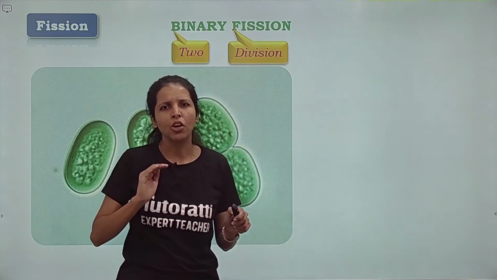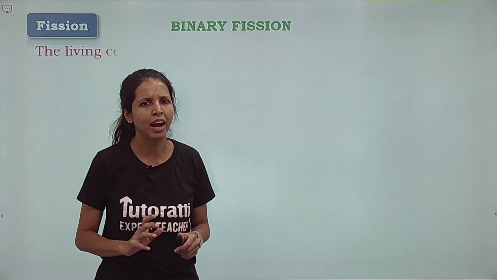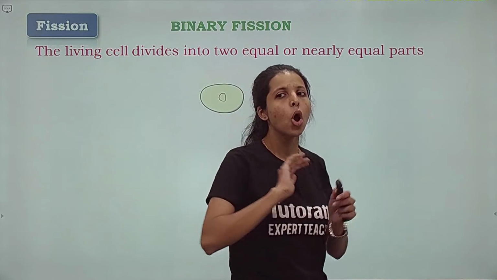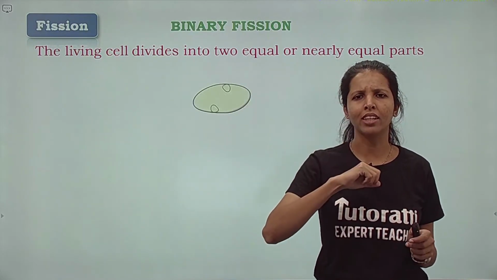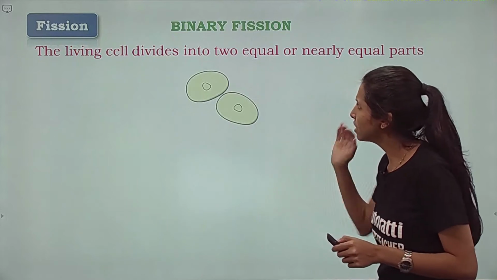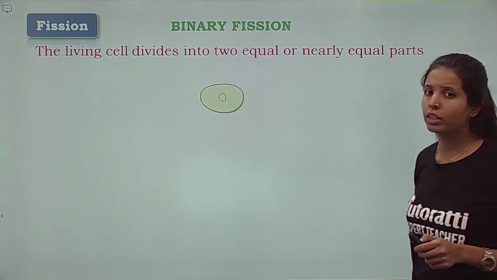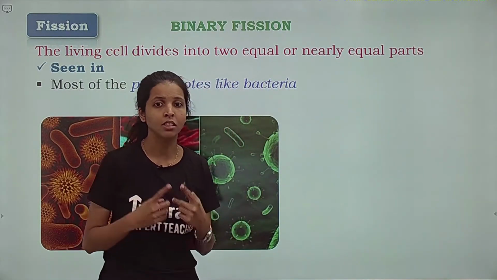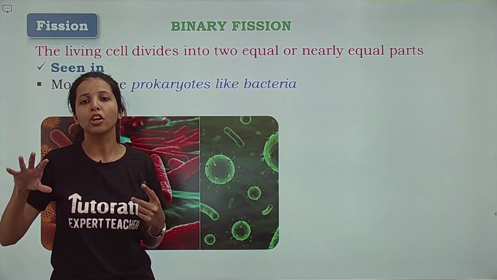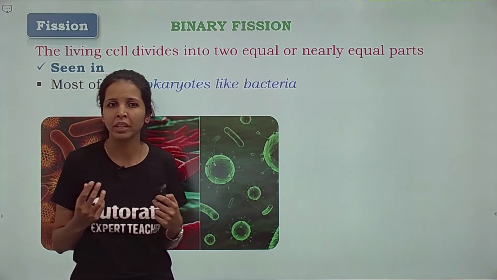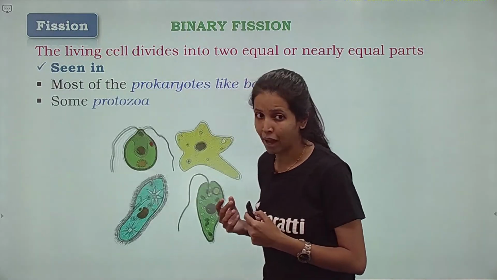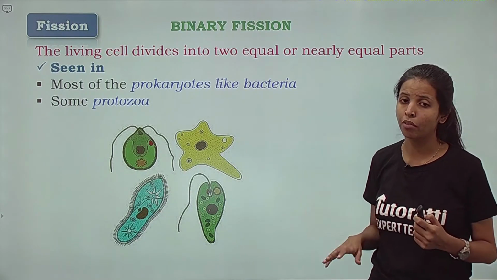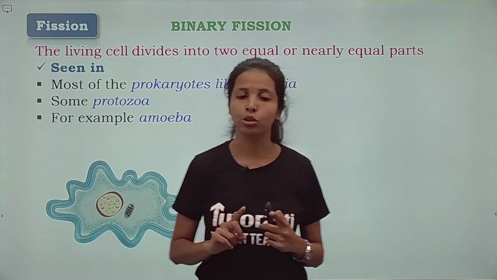Simple, when one organism divides into two cells. A living cell divides into two equal or nearly equal parts. One becomes two, remember it that way. Where is it seen? In which organisms? Most of the prokaryotes like bacteria, which have simple cell living material. Prokaryotes like bacteria. Some of the protozoa, amoeba and all fall under this category. For example, as I told you, amoeba.